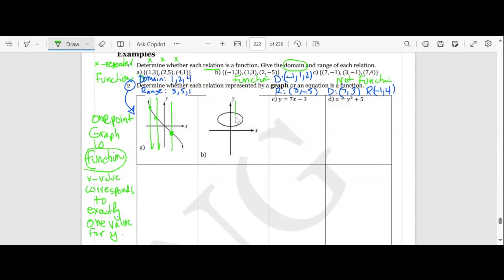Okay, let's go for the second graph. If I make a test line here, does it cut the graph in 2 points or 1 point? 2 points, so it's not a function. I'm talking about only one line. It only cuts in 1 point.